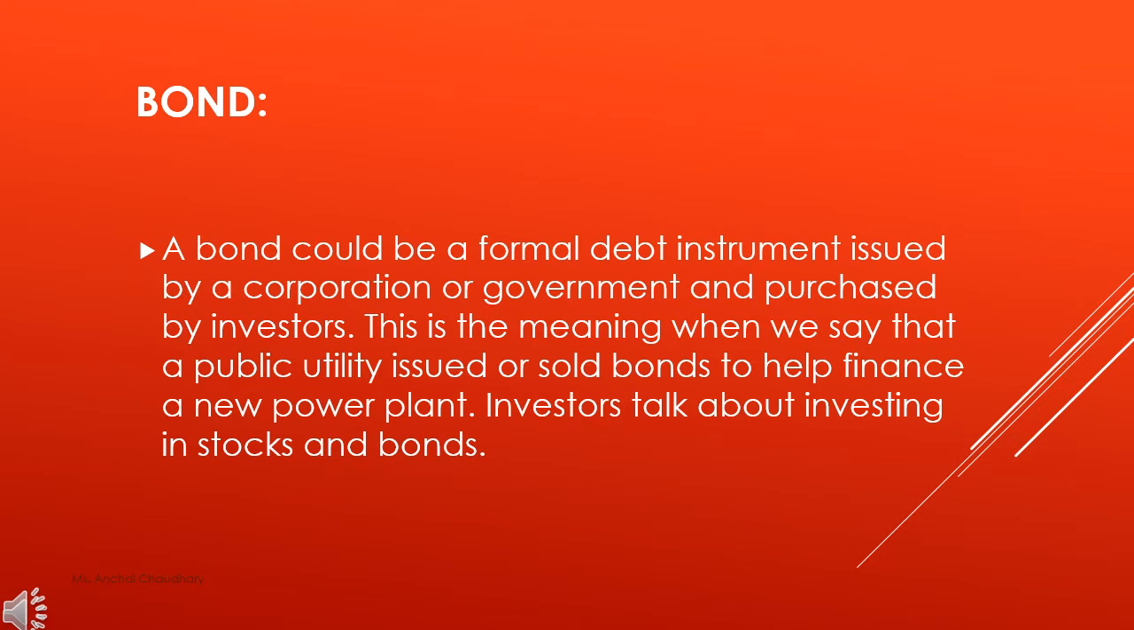Let's start with the understanding of bond. A bond is a formal debt instrument issued by a corporation or government and purchased by investors. This is the meaning when we say that a public utility issued or sold bonds to help finance a new power plant. Investors talk about investing in stocks and bonds. So one thing that is clear from this definition is that it is issued by the corporation and government.